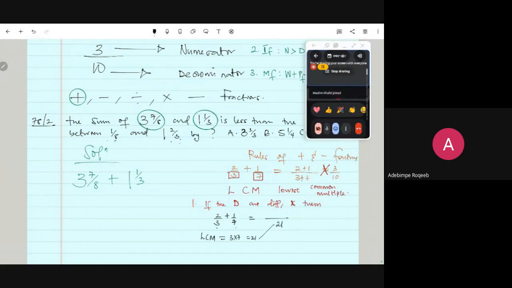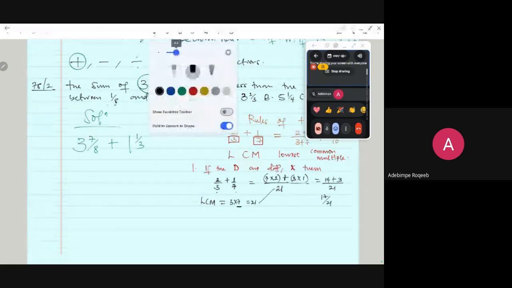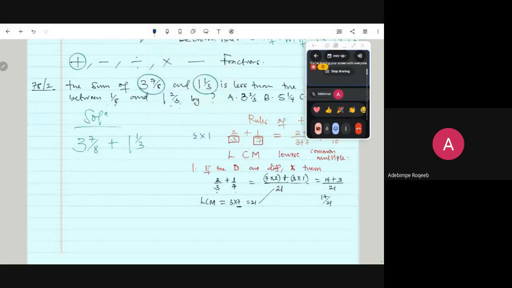Now, how many 3s can you see in 21? It will obviously be 7. So that's 7 times the numerator of the fraction you're working with first, in brackets, plus how many 7s can you see in 21 again? That will be 3. Then 3 times the numerator of this one you're working with now, 1. So 7 times 2, 14, plus 3 times 1, 3, over 21. So 14 plus 3, 17/21. That's the first one. Now, example 2.